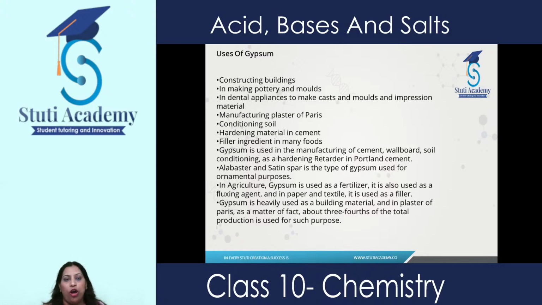Now what are the uses of gypsum? We use gypsum in construction buildings, in making pottery and molds, in dental appliances, manufacture of POP, in soil hardening material, in cement, as a filler ingredient in many foods, and in soil conditioning. We can use it for ornamental purposes also. Gypsum can also be used in fertilizers, and it is used in the preparation of POP. So these are the uses of gypsum.